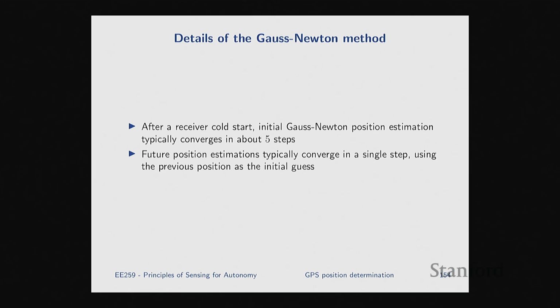OK, so how long does it take? After a cold start, usually you don't need that many steps for the Gauss-Newton. Usually 5 or so steps is enough to get to convergence, and that's at a cold start, so you almost have no idea where you are. After that, you can always initialize your Gauss-Newton with your previous estimate of tau and p, and then almost in one step you just converge, which is extremely fast. And that's why the GPS works so fast and reliably, even without much compute resources.